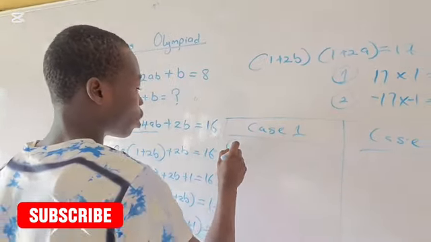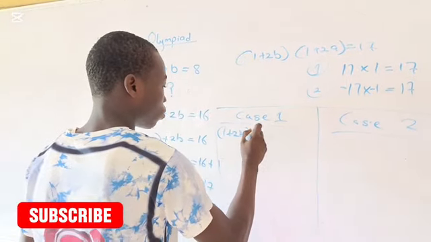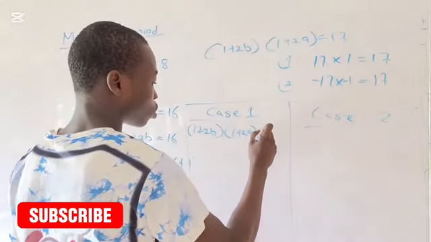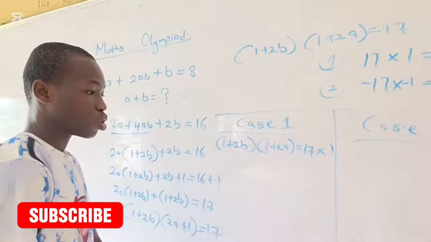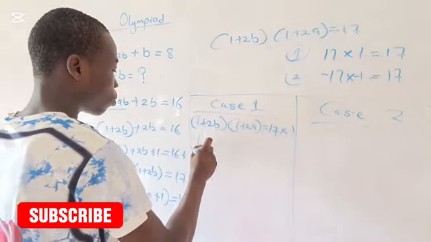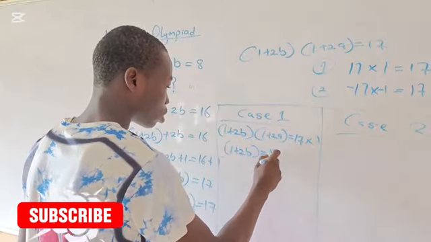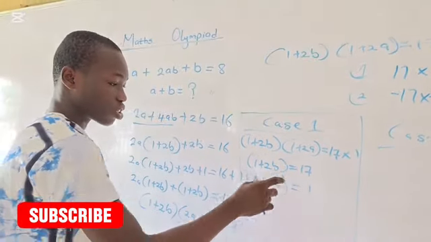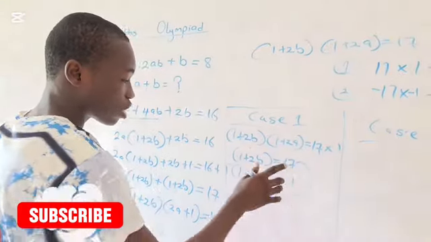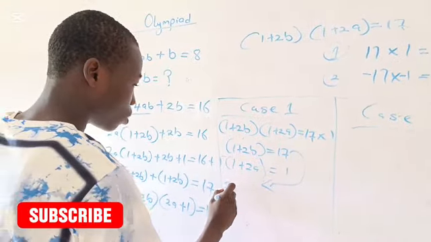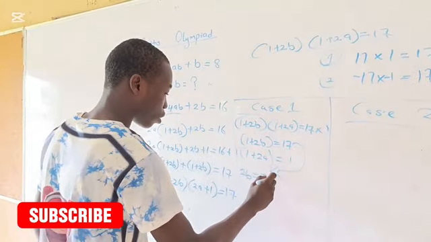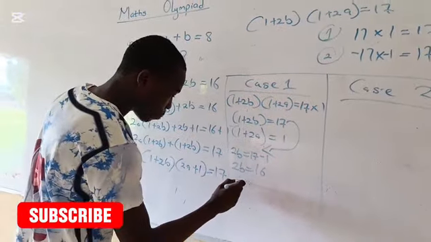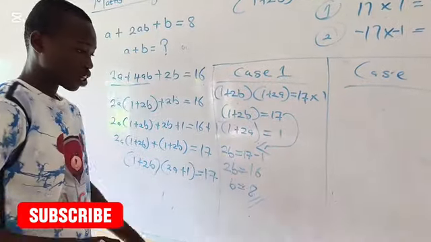Now we are going to write 1 plus 2b multiplied by 1 plus 2a equals, considering the case 1, 17 multiplied by 1. So when you compare this, we have 1 plus 2b equals 17, and also 1 plus 2a equals 1. Starting with the first one, when you collect like terms, you are going to have 2b equals 17 minus 1. So you have 2b equals 16. Dividing both sides by 2, you have b equals 8. So I've gotten the first value of b.